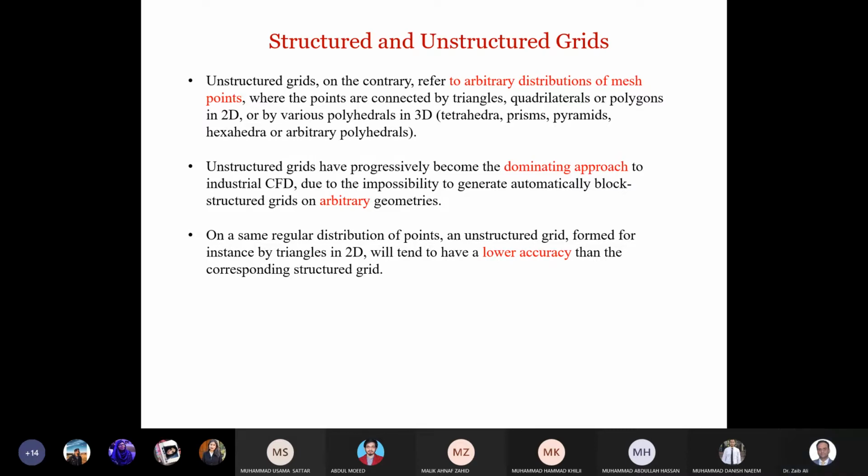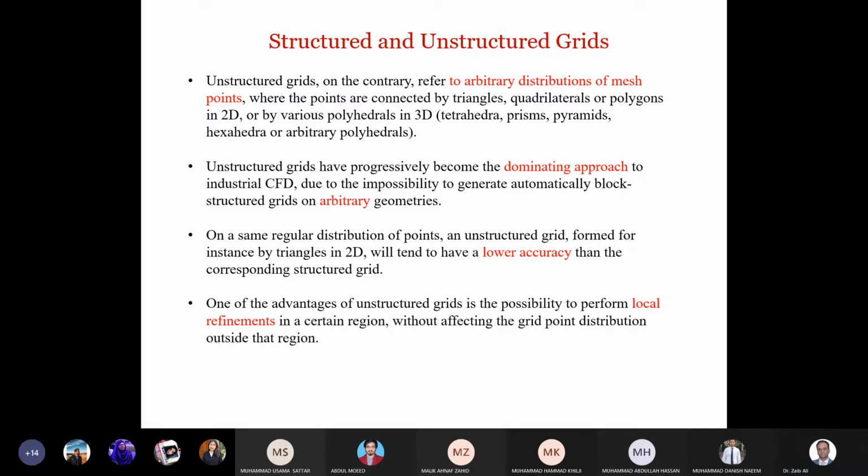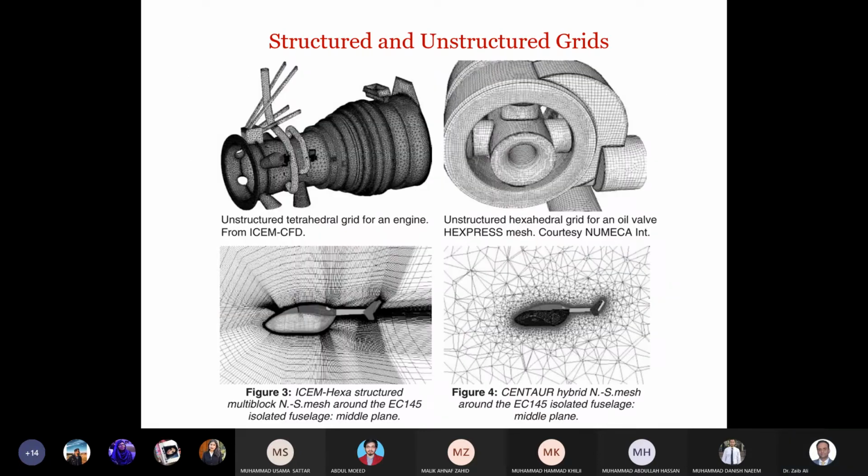But in the case of unstructured mesh, you can split even a single cell, because they don't have the requirement of an equal number of cells sharing a node. Here you can have an arbitrary number of cells sharing a node. So that's why local refinement becomes easier than in the structured mesh. So these are all examples of unstructured meshes.